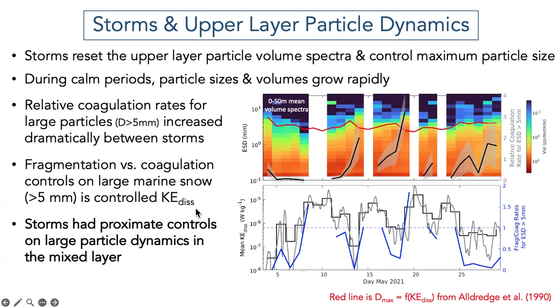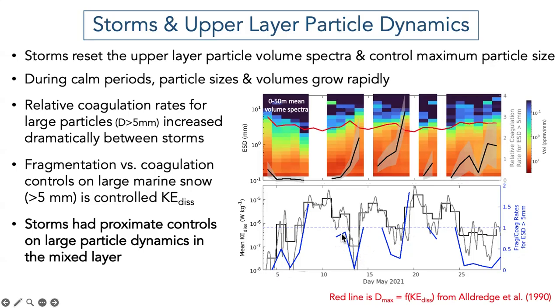This is for very large marine snow particles, so bigger than 5 millimeters. If we put this into a model that also includes fragmentation, we can look at the relative controls of these things. That's shown in the blue line here in this lower panel. What's plotted here is the fragmentation to coagulation rate for these marine snow particles larger than 5 millimeters.